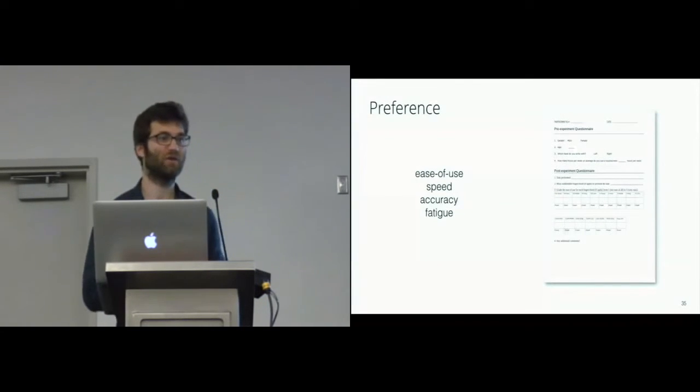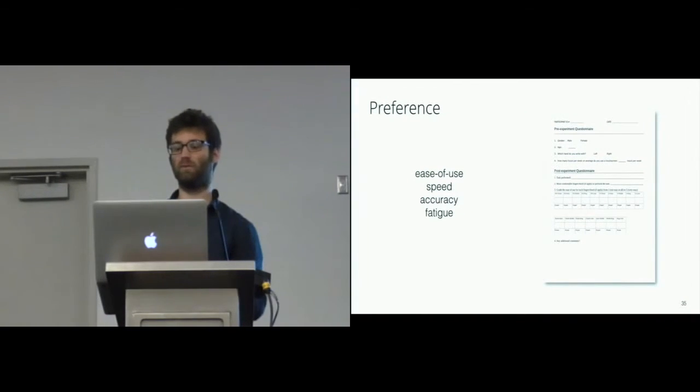And at the end of each experiment, we asked participants to fill out a questionnaire evaluating their preferences between fingers and chords. And for each contact, we asked them to mark their perceived ease of use, speed, accuracy, and fatigue.